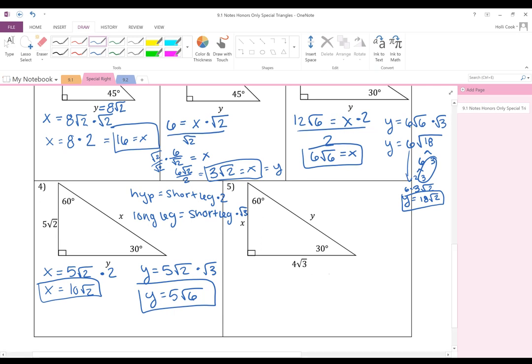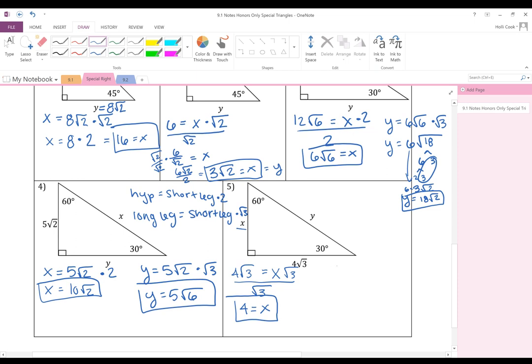Okay, so on number 5, we're given our long leg. So we know that 4 square root of 3 is our long leg, so that's going to be equal to the short leg, our x value, times the square root of 3. So let's divide away that square root 3. We get 4 equals x. So that means our short leg is 4.